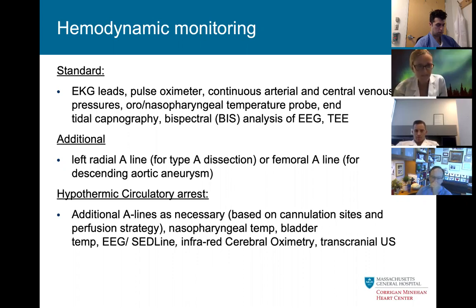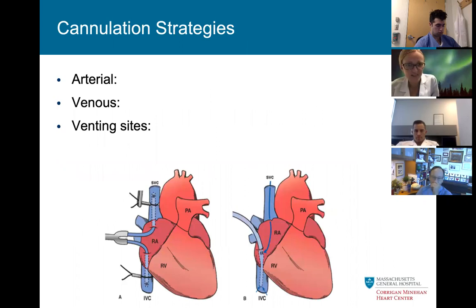Next, we can ask Linz, if you have your patient set up, what are the cannulation strategies that you can think of for the arterial system, venous system, and then what sites can you think of? For arterial, I would say aortic and then femoral, and also you can do axillary.